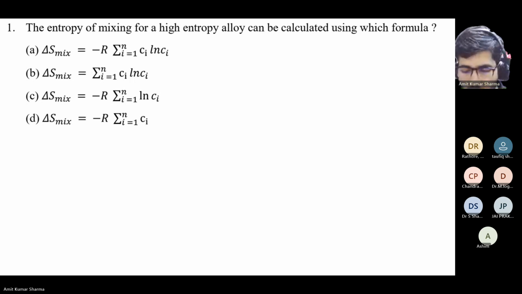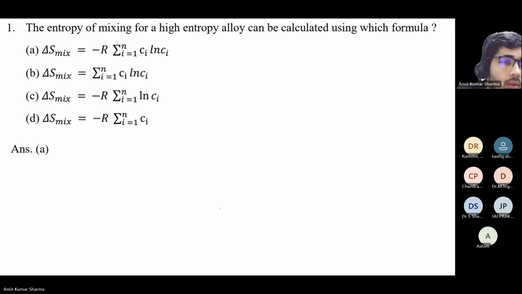Okay, so the answer is option A. This is the correct formula by which we can calculate the entropy of mixing for a high entropy alloy.